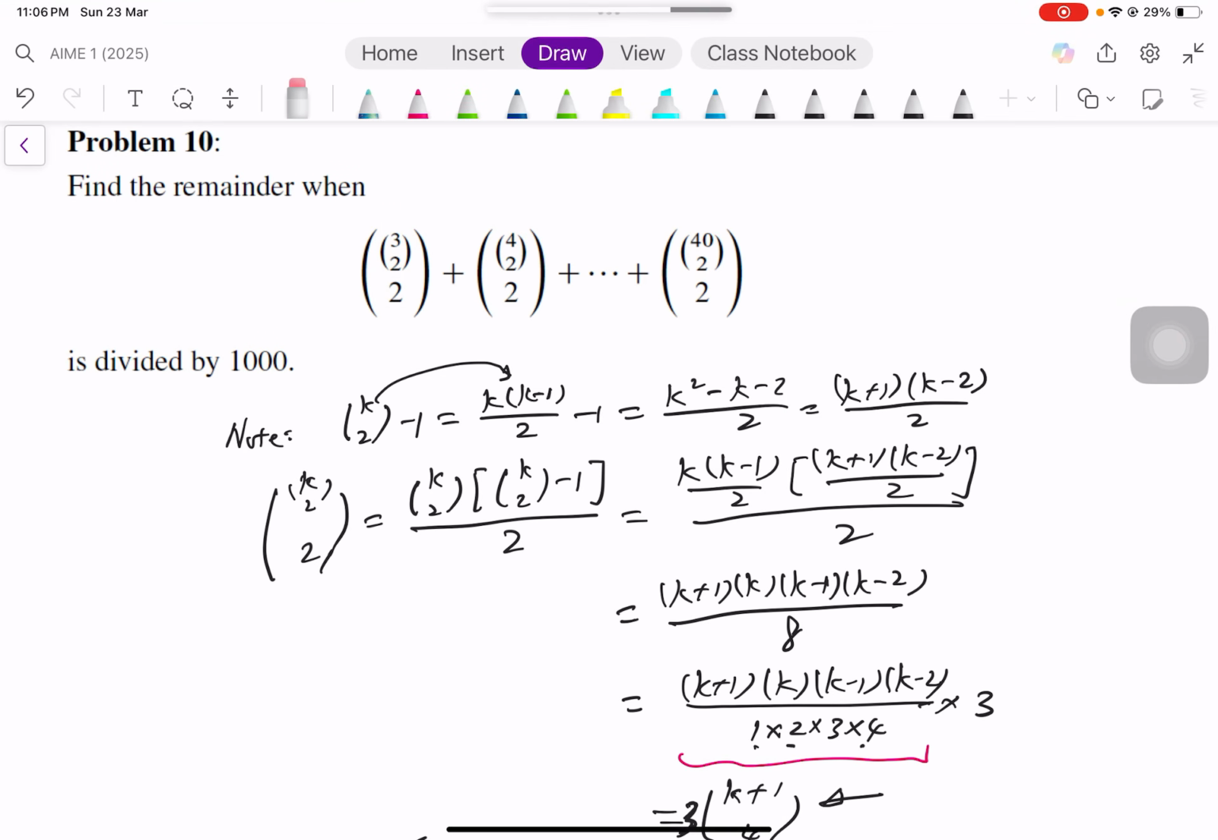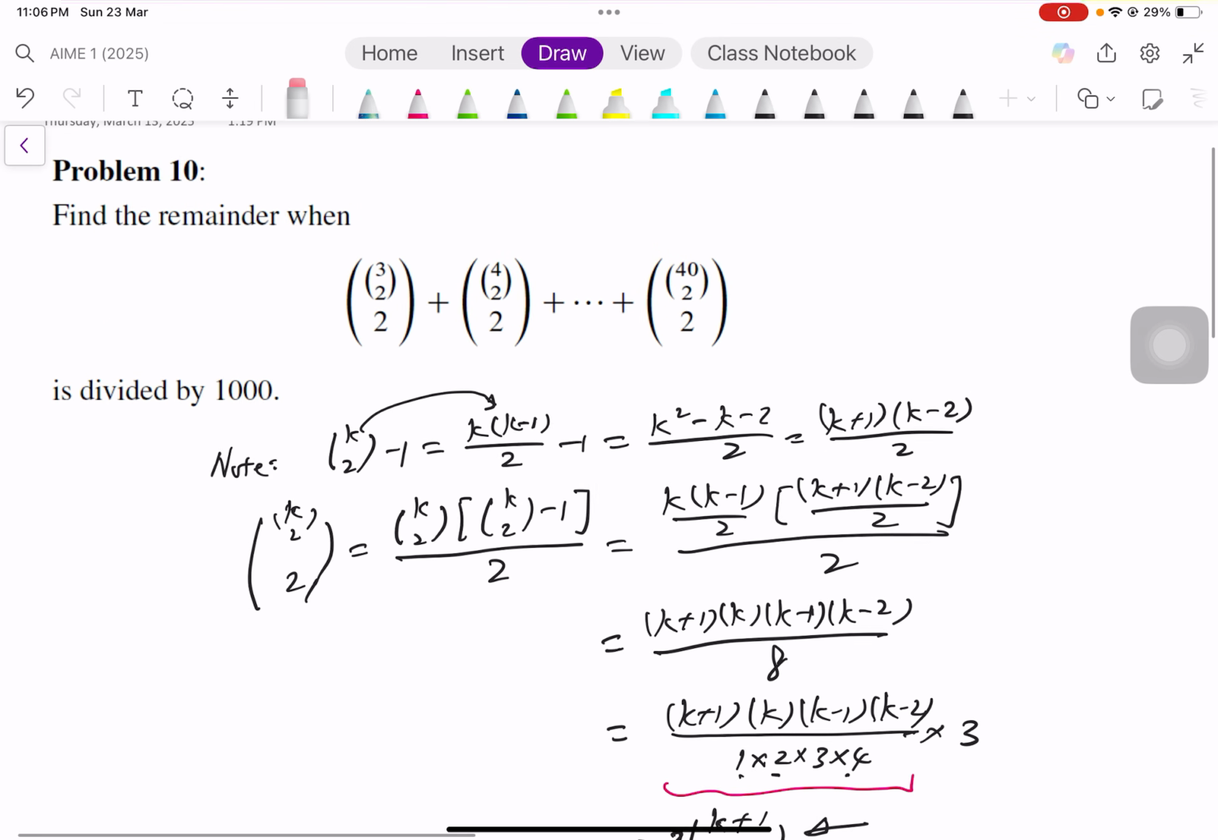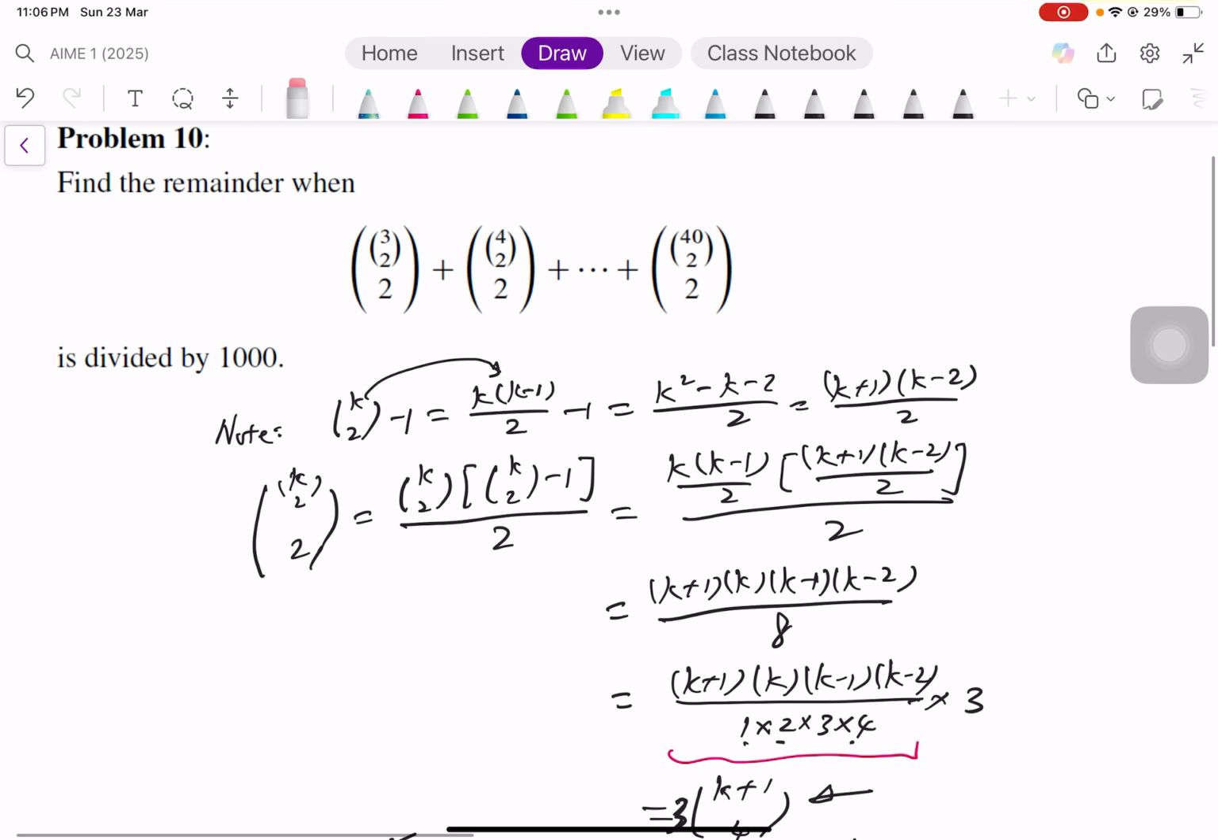Find the remainder when this expression is divided by 1000. Okay, let's understand this notation. When we say nC2, it means n times (n minus 1) divided by 2.